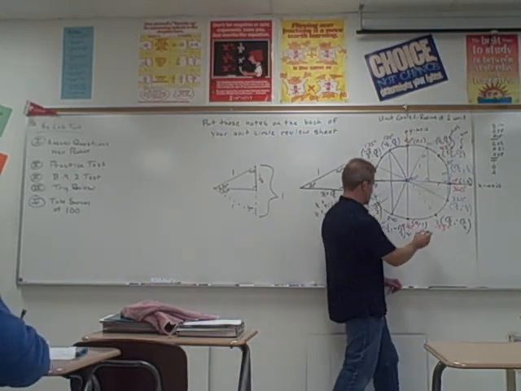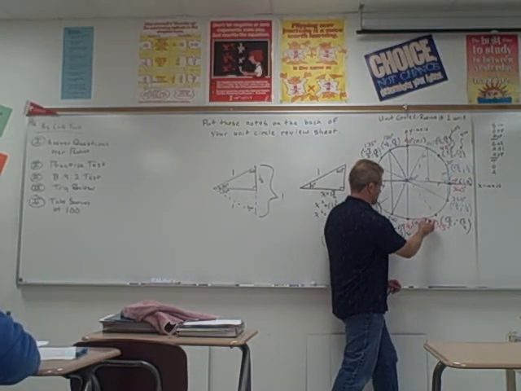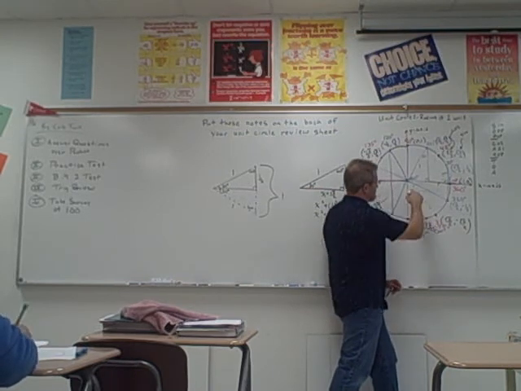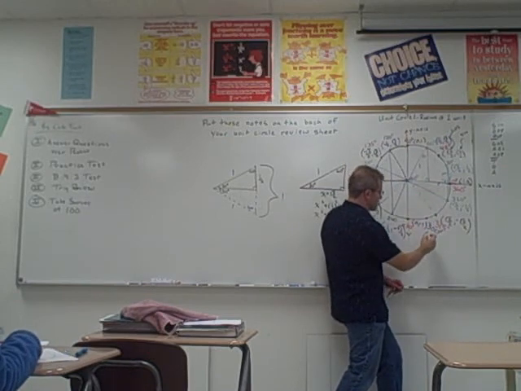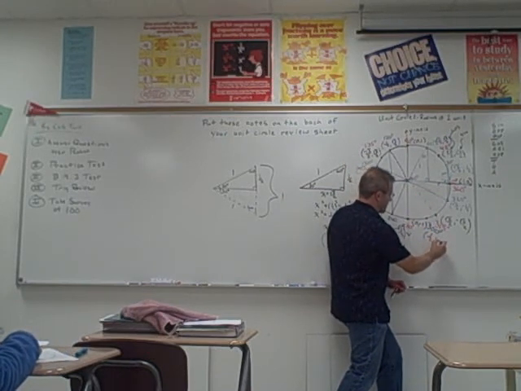All right, last one. It's going to fall right in here. 270 plus 30 is 300 degrees. Short distance right, long distance down. That's going to be 1/2, and then negative square root 3 over 2.